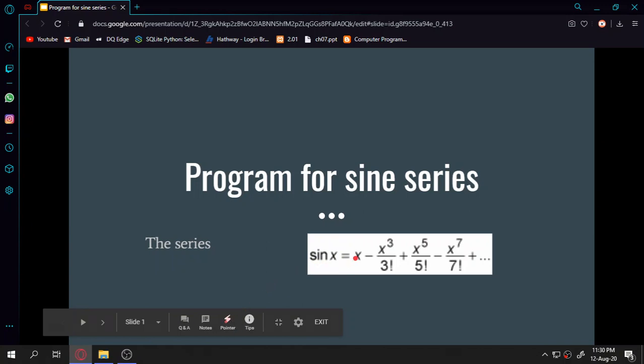You can see the powers of x are odd numbers: x power 1, x power 3, x power 5, and x power 7. The sign is also alternating: minus, plus, minus, plus, and so on. The denominator is 1 factorial, 3 factorial, 5 factorial, and 7 factorial. So listen to the series carefully.